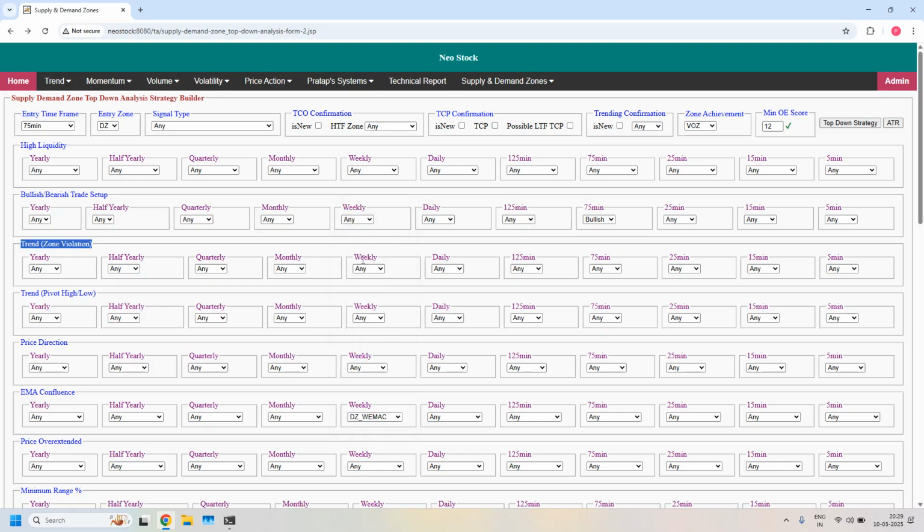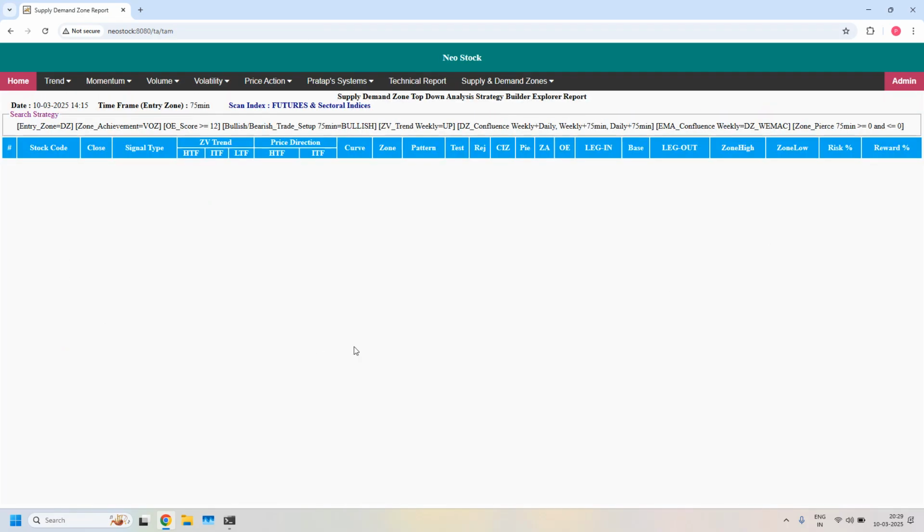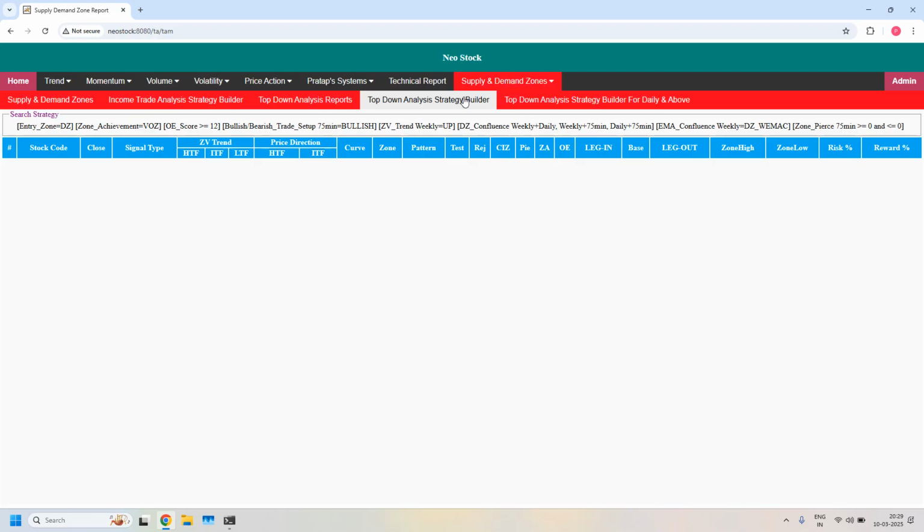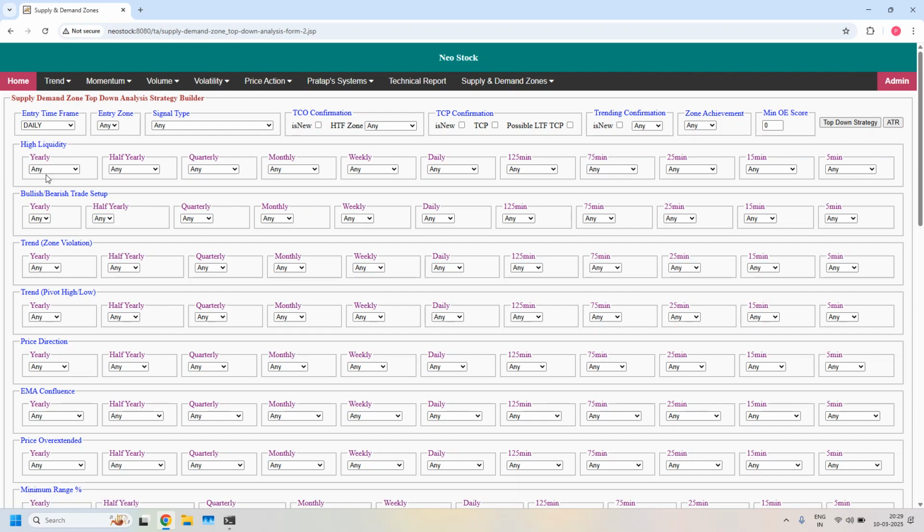And the trend on the weekly should not be sideways. It should be uptrend because it is a bullish trade setup. So we don't have any stocks having EMA confluence at the weekly time frame. Okay, next we will look into the bearish trade setup for weekly income trade.